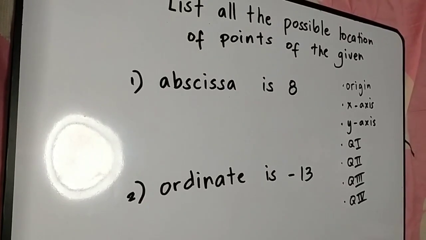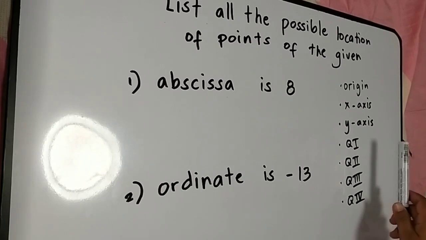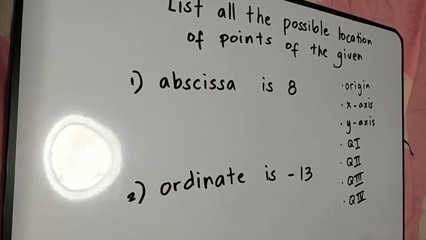So last time we discussed determining the location of points given the coordinates, so exact coordinates, yun, may values x and y. This time, what we're going to do is list all the possible locations of the given point. Pero yung given this time is isang value lang, either value ni x or value ni y. So, ililista natin yung mga possible values ng yon. Again, yung mga possible location nila is origin, x-axis, y-axis, quadrant 1, 2, 3, and 4.